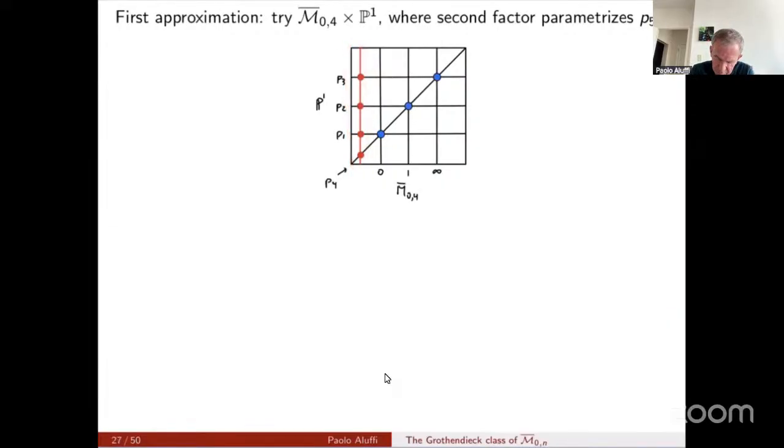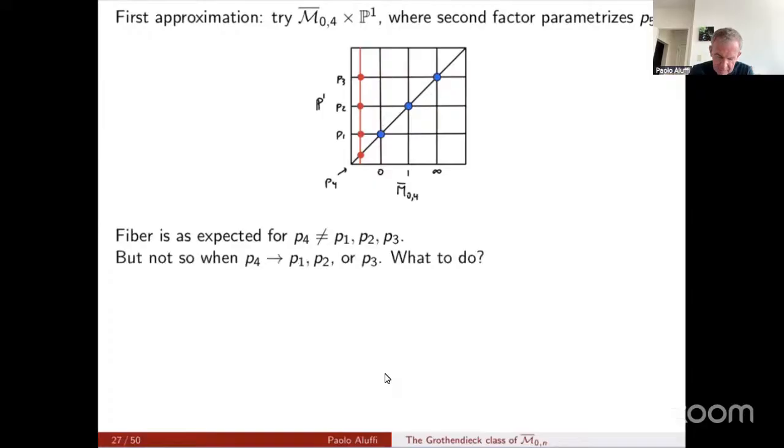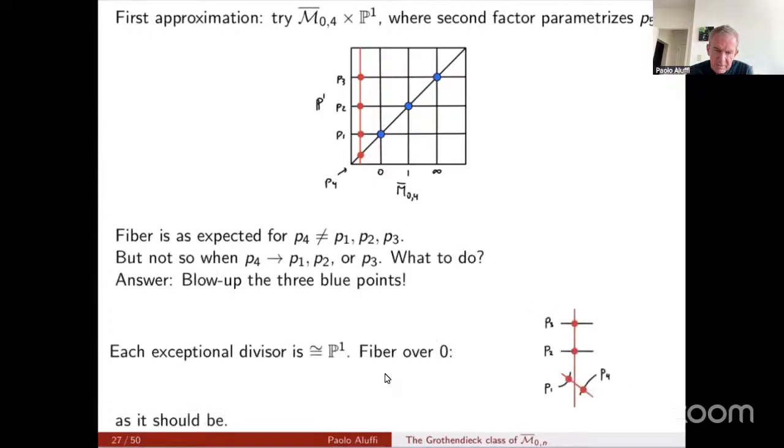Then trouble happens when you try to approach one of these points. If P4 comes on P1, then the fiber is not right, because it would be a P1 with 3 points, and these points have come together. So you have to fix that. And the answer is very simple. You're not supposed to let these points come together.